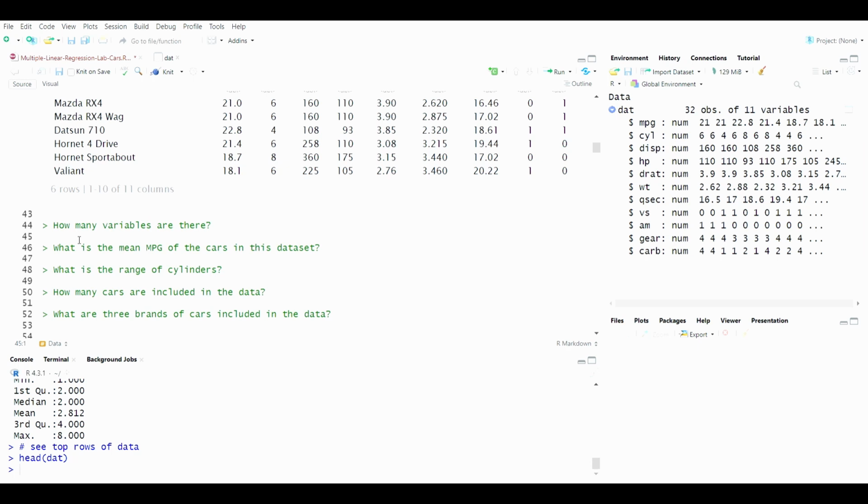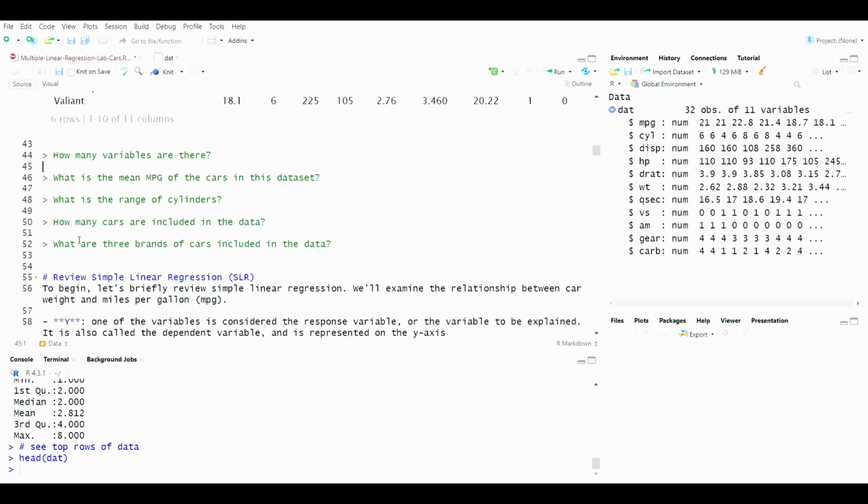How many variables are there? There are X variables in the data. Complete sentences with capitalization and punctuation, please.